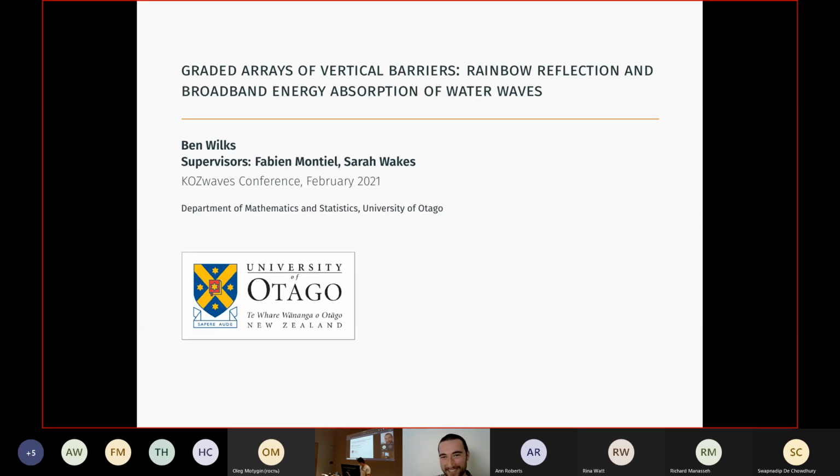So rainbow reflection is something that occurs when you've got this graded or spatially varying array of resonators. And so when you send some sort of broadband wave signal into this array, the different frequency components of the spectrum can spatially separate. So that's probably something that's better seen with a couple of examples.